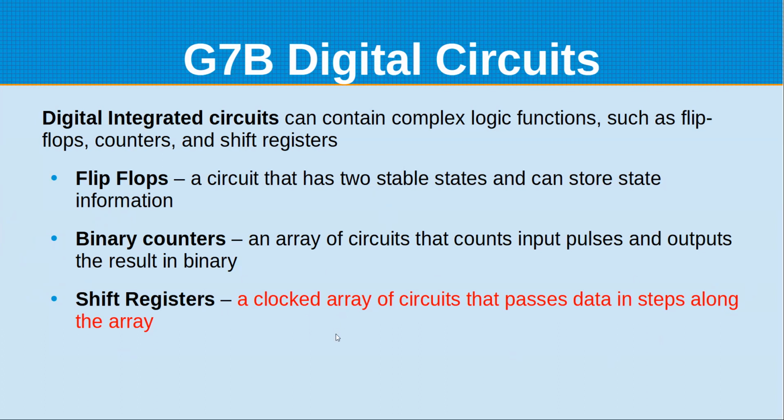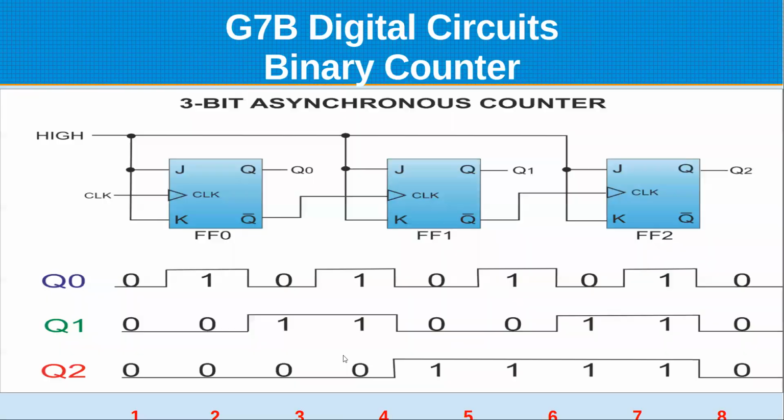The key thing is it's a clocked array of circuits that passes data in steps. Okay, here's a typical 3-bit binary counter made with 3 what we call JK flip-flops. And there are several varieties of flip-flops that behave a little bit differently. In this case, here's the waveforms, the output of these 3 stages.